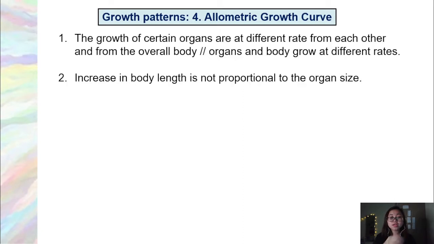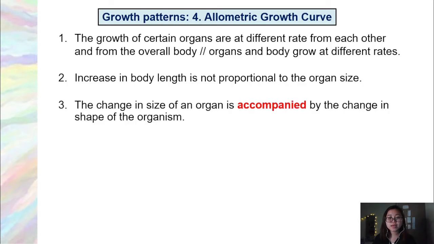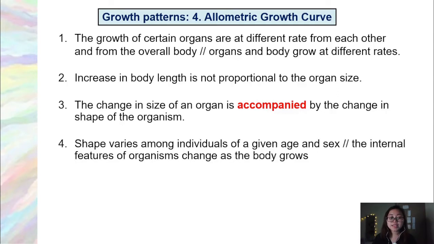Jadi walaupun seekor organism tu semakin membesar, tidak semestinya paru-paru dia pun ikut membesar. Contohnya. So this change in the size of an organism is accompanied by the change in the shape of the organism. Organ dia membesar, bentuk organism akan berubah. The shape will vary among individuals of a given age and sex. So although that person, for example, or that cat or that dog is the same age and the same sex, they can have different appearances, different body shape.